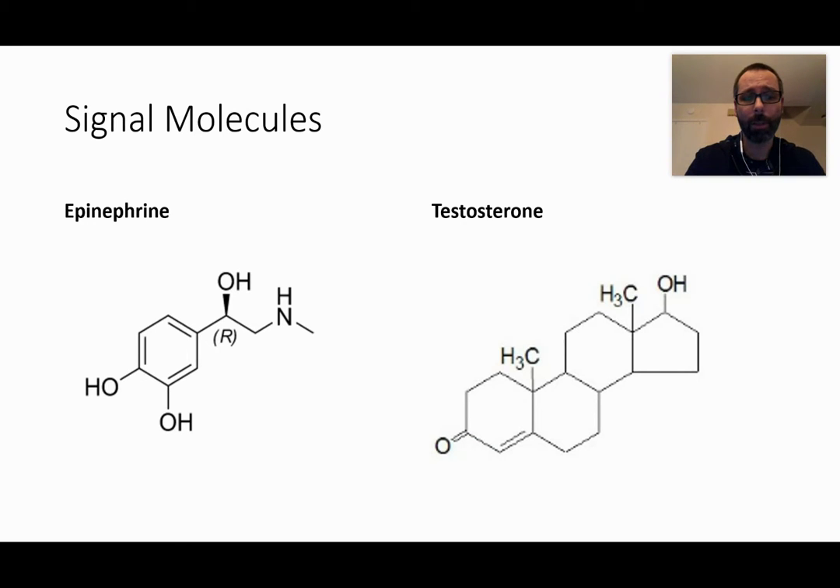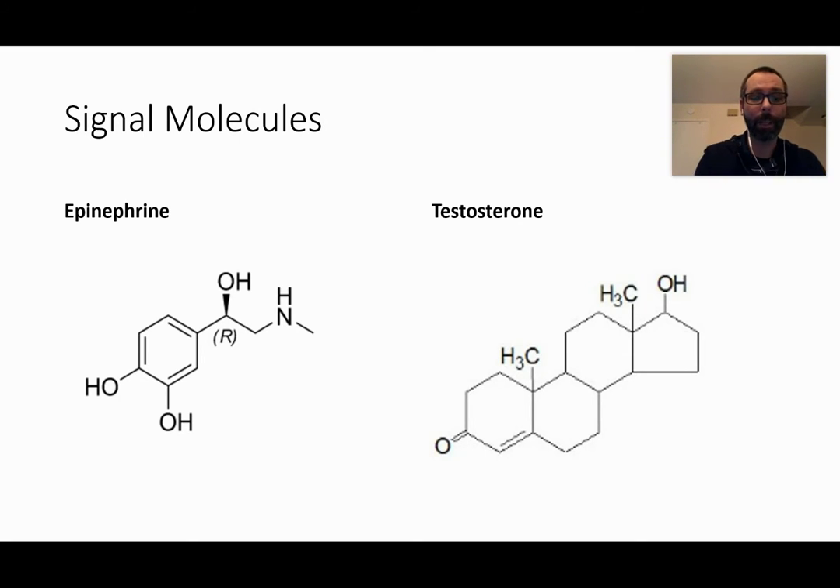Now, more about signal molecules. There are two types of signal molecules. They are shown on the screen here. Epinephrine is an example of one type. Testosterone is an example of another type. Can you tell by looking at these molecules what the division is? How do you group these two different molecules? What's different about epinephrine than testosterone?